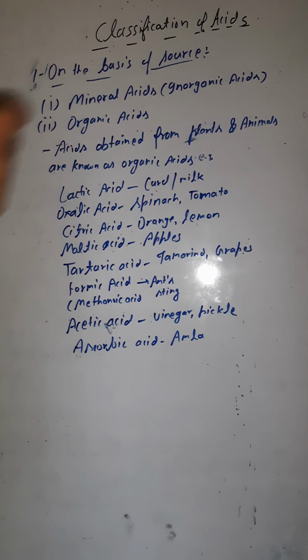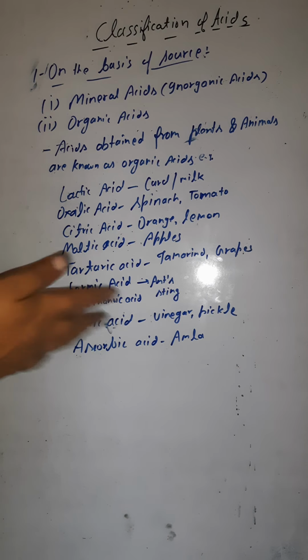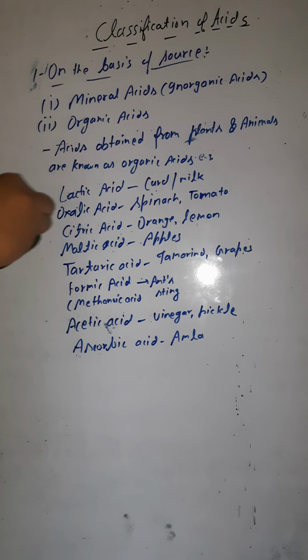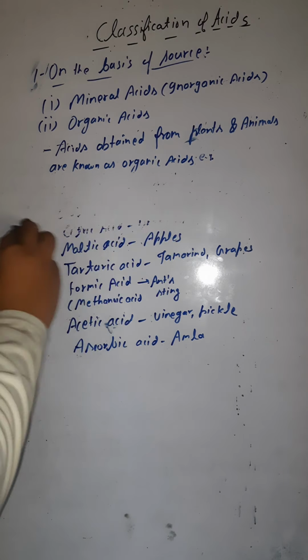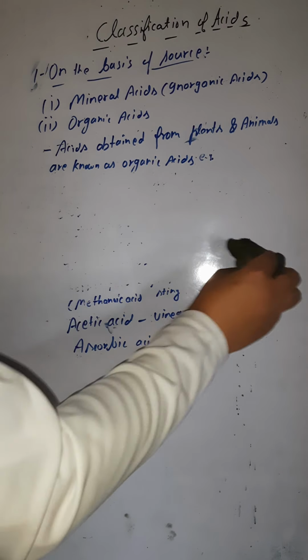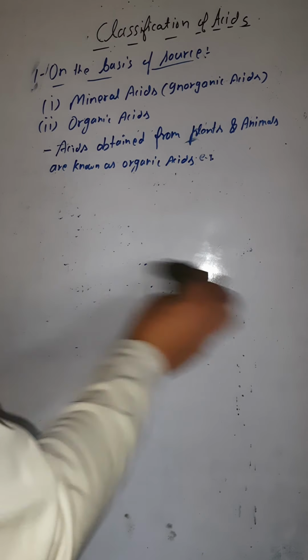So these are all the organic acids, and I have just told you their sources also. Lactic acid is found in curd and milk. Similarly, oxalic, citric, malic, tartaric, formic, acetic and ascorbic acid. So this is all about the organic acids. Now we did not discuss the sources of the mineral acids. So before this, write it down if you have not. Earlier you wrote about the different types of mineral acids.